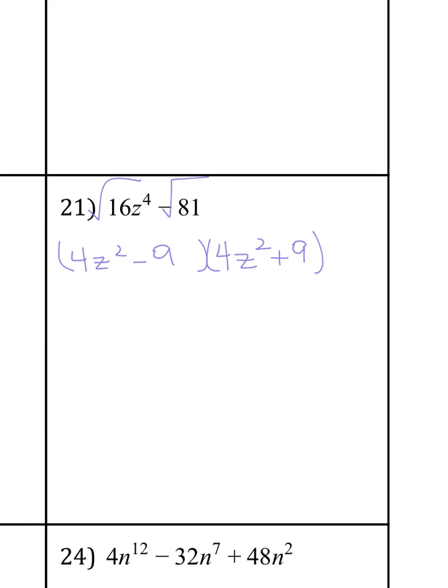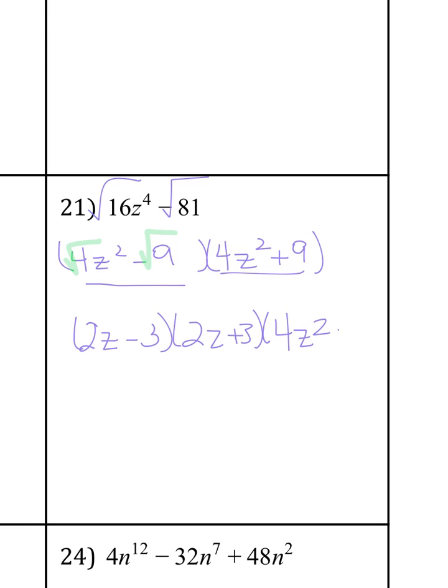Okay, so conjugates. And we take a look at the front half. Can we factor that more? Yes, we can. We can do the difference of squares again. So we're going to take the square root of that. The square root of 4z squared is 2z, and then 9 is 3. So 2z minus 3, 2z plus 3, and then this one we cannot factor, so we're going to leave it as 4z squared plus 9. And so this is completely factored.